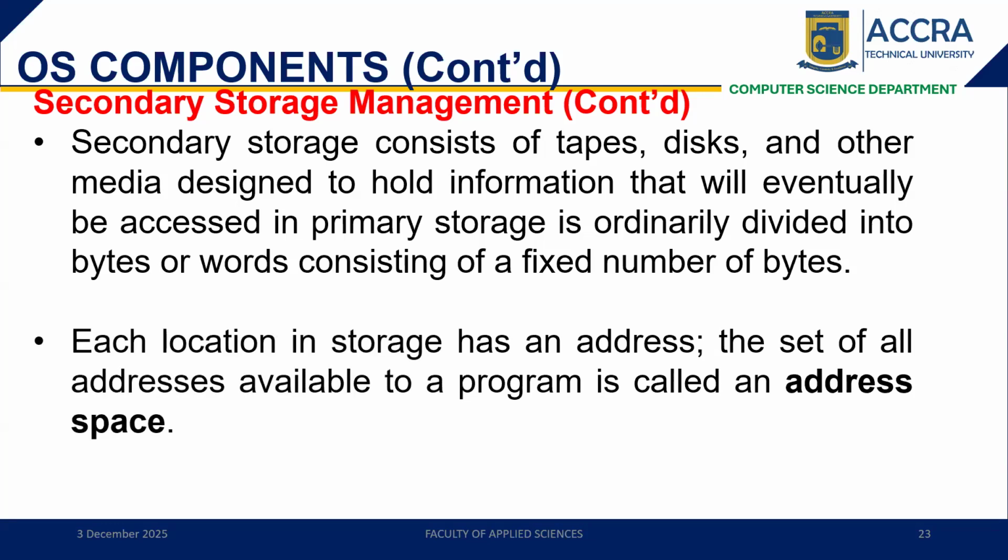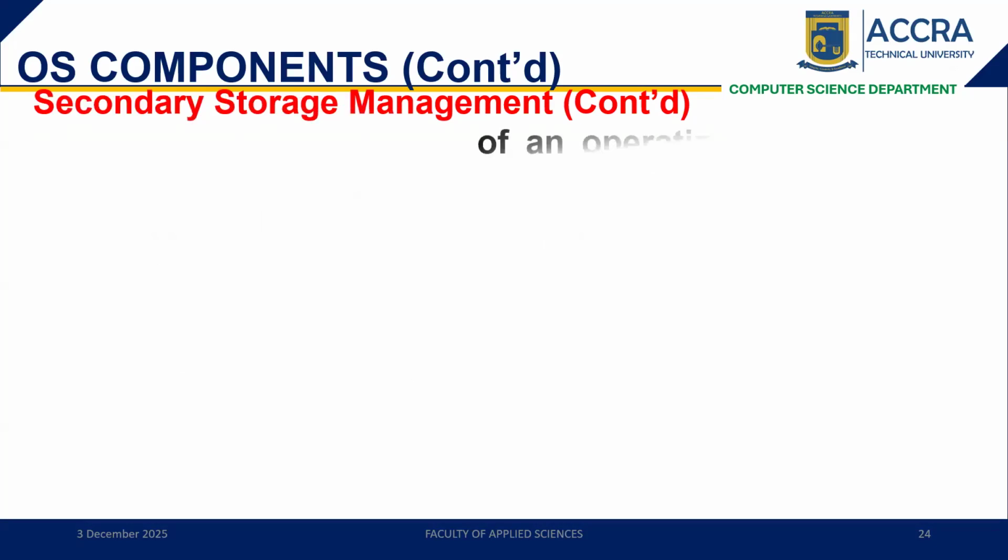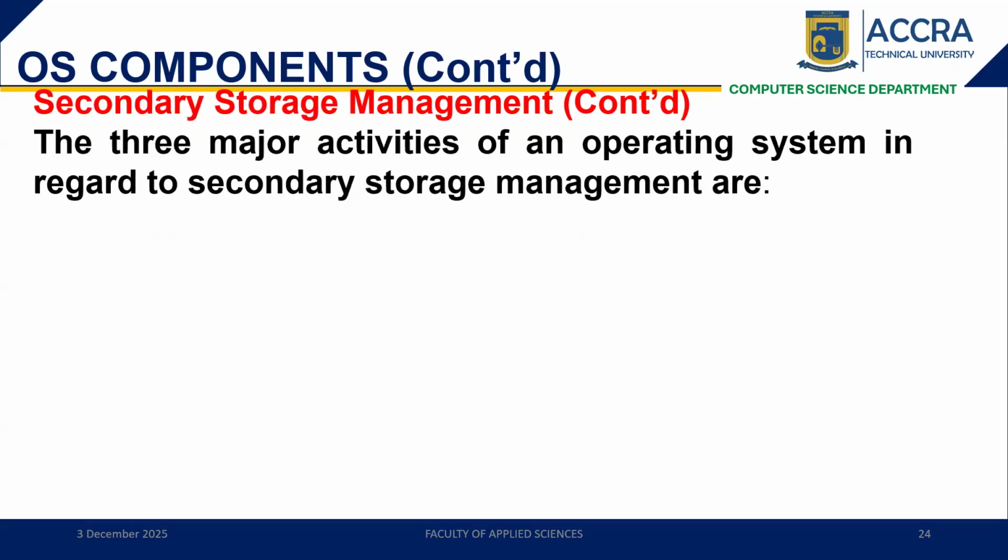And each particular location in storage has an address. We've already discussed address, and normally that is what is called address space. The address space is also linked to the secondary storage devices, in terms of certain data that have to go in there for it to work effectively. So we have three major activities when it comes to secondary storage management.